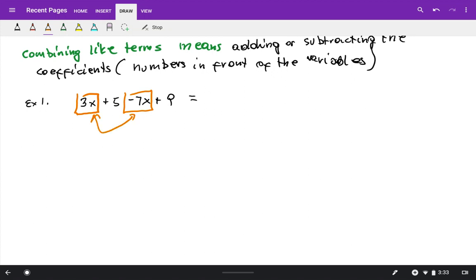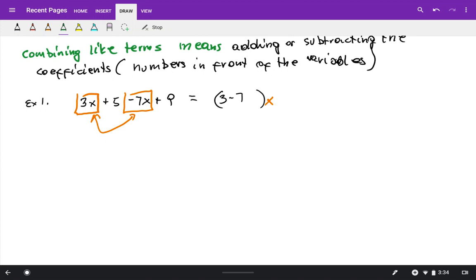Okay. So how we're going to do it? In parentheses, I'm adding or subtracting the coefficients. In this case, I'm going to subtract because I have 3 and negative 7. So this is the same as 3 minus 7, and I attach my variable, which is x.